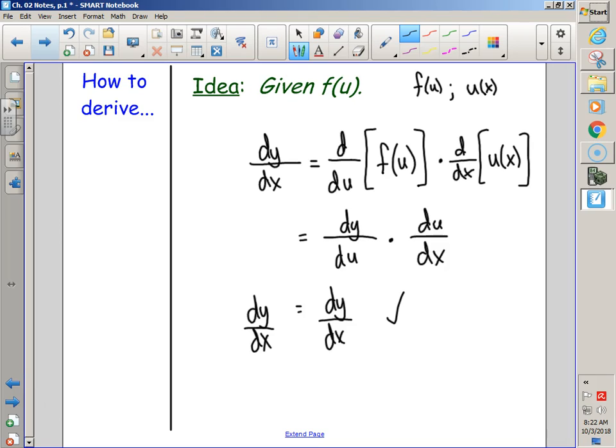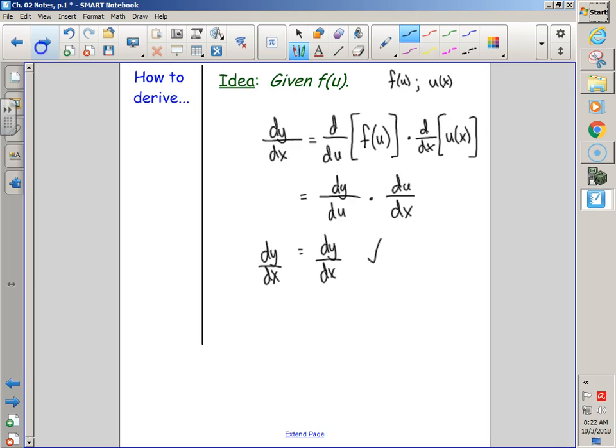We never considered the 6x. Let me simplify the notation for this really quickly and show you what you're really going to be doing. When you take the derivative of this guy, another way of writing dy du could be f prime of u times u prime of x.